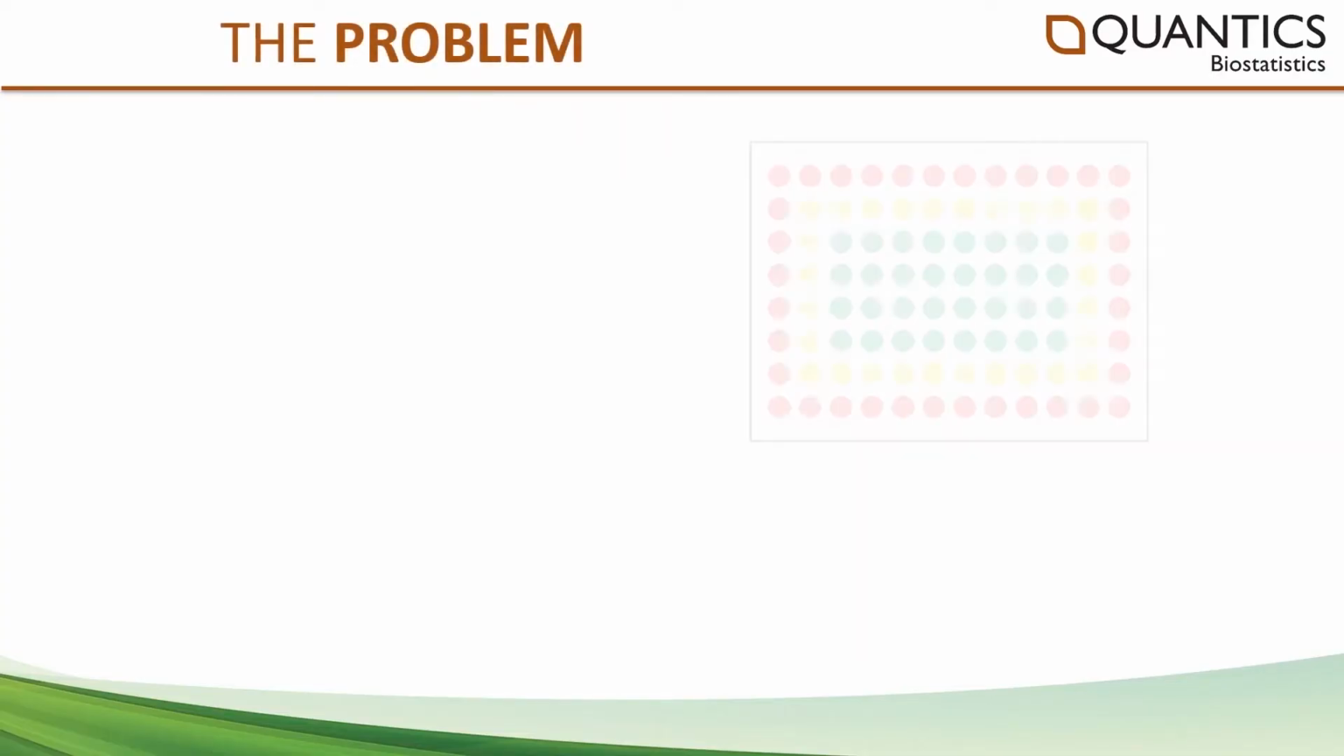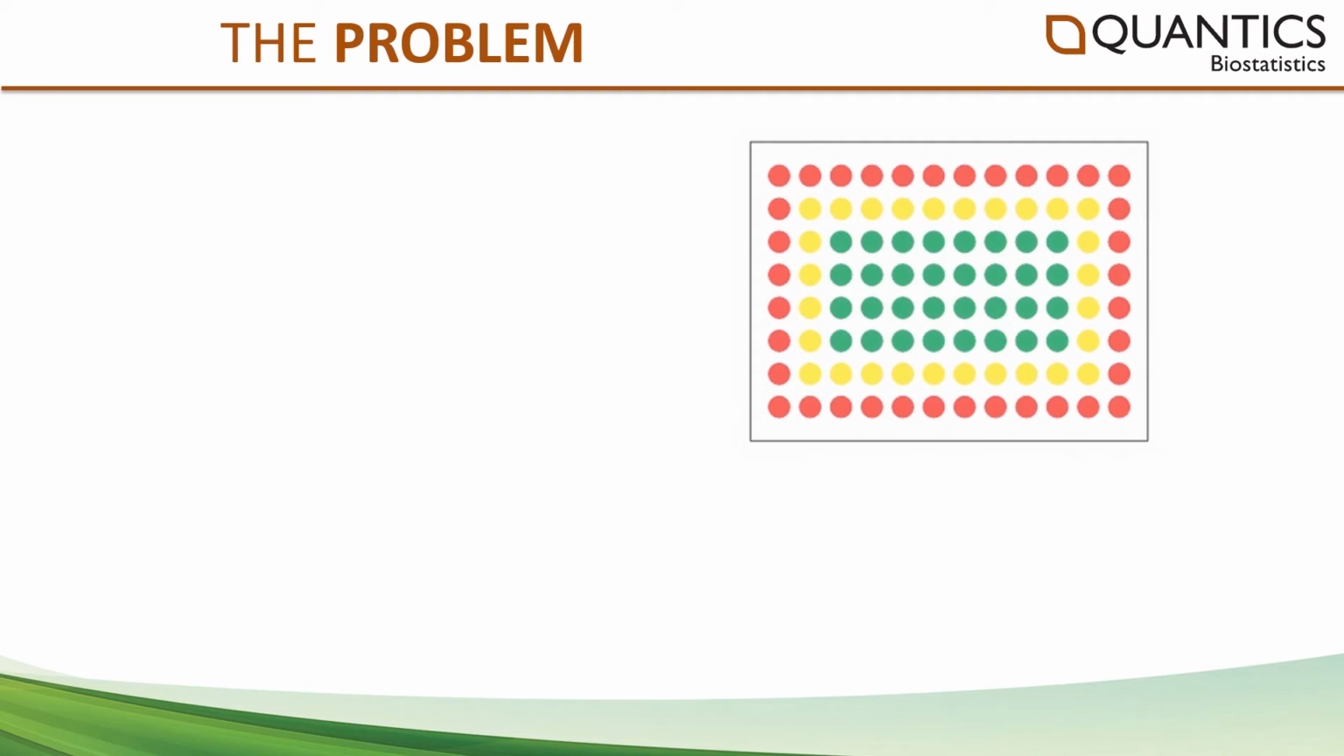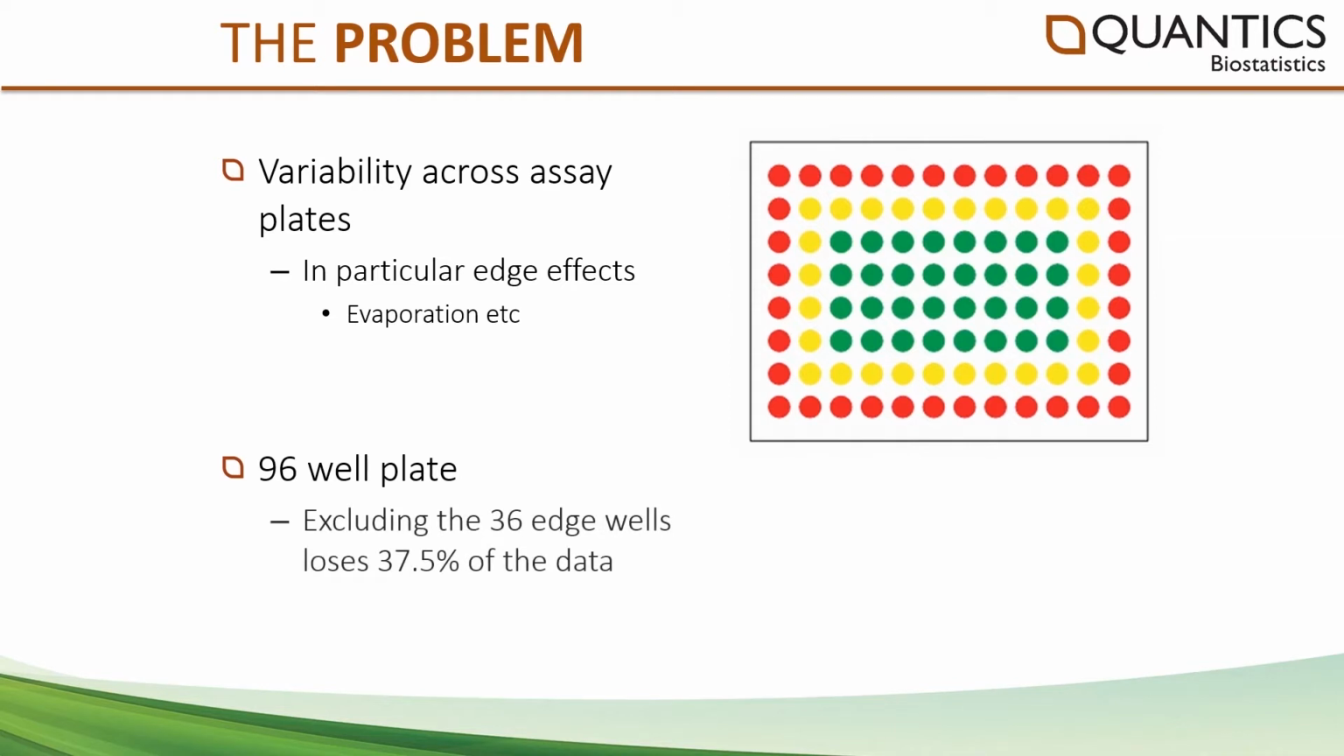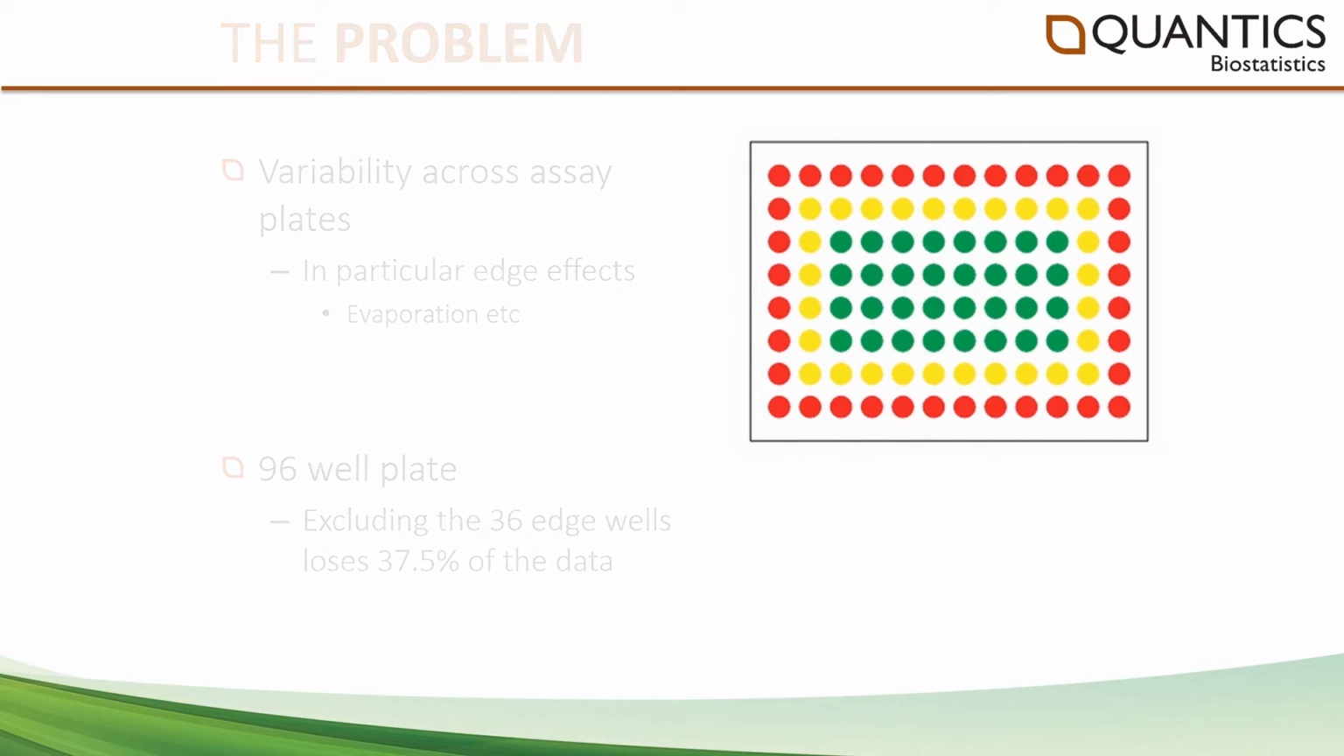So here is a 96 well assay plate, and the colours show the pattern of response that you see when all the wells have been treated in the same way. So this is what's called a heat map. And you can see that the edges are quite different from the rest, and this is a pattern that's very often seen. And notice that on a 96 well plate, the edges are 36 of the 96 wells, so that's a rather high percentage of the wells on the plate.